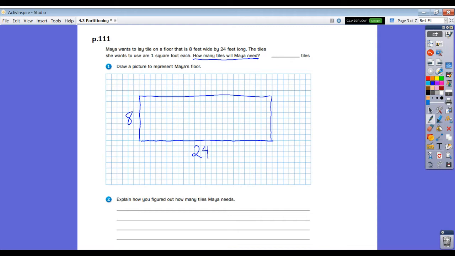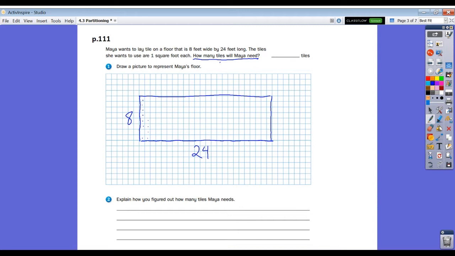And now I feel I'm ready to answer the question, how many tiles would she need? So I have a visual. I could count up each of these little tiles inside her floor. But please, I hope you don't do that because that would take you way too long. The answer is over 100, and that would not be the most efficient way for you to find the solution.